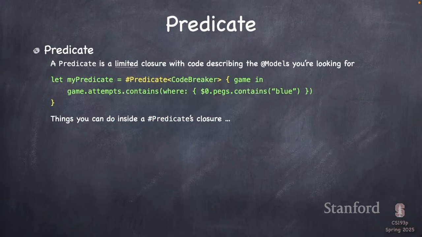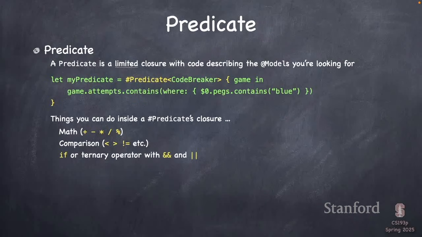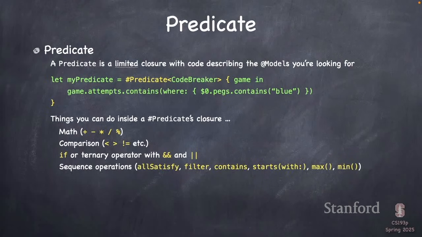So let's talk about what you can do in that closure. You can do math. You can add and subtract. You can do comparison. Less than, equals, not equals to. You can do all that. You can do ifs and ternary operators, and, or. Makes sense. You can do those things. Now, interestingly, you can do sequence operations. So if you're querying on something that's an array, for example, you can use things like allSatisfy on it, or contains, to try and find all the things in this array that you're querying that contains something. You can do max and min if you're querying on something maybe that's an array of numbers.